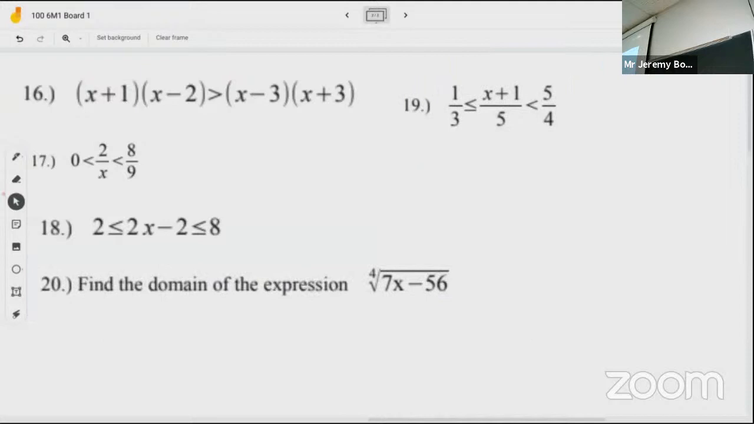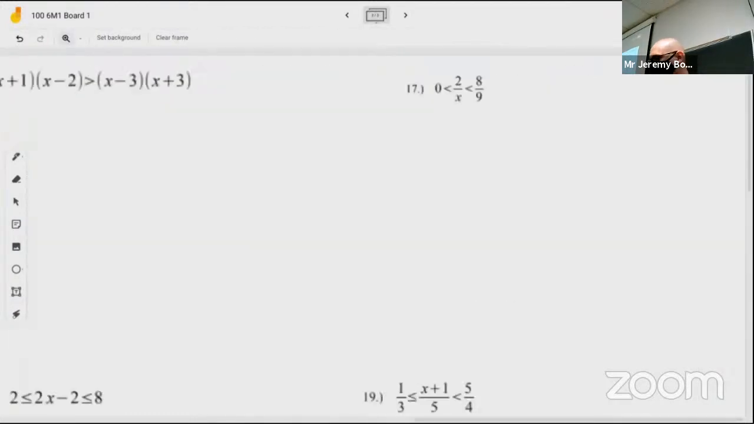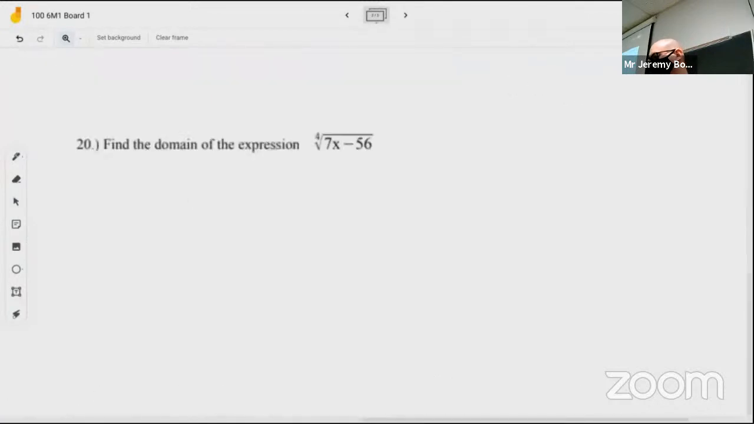So 16 looks like it's going to become a quadratic, which we don't know how to work with, a quadratic inequality. We actually learned that later on, like chapter 4 or something like that. But the x squared will cancel out. So that one will get you there. 17.